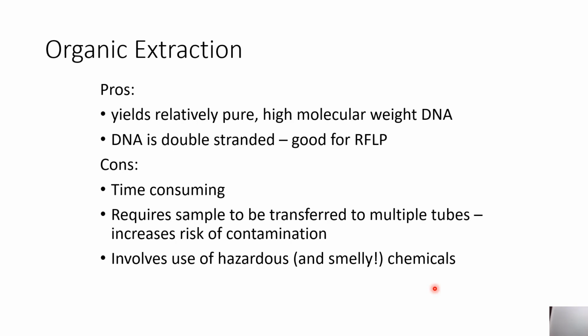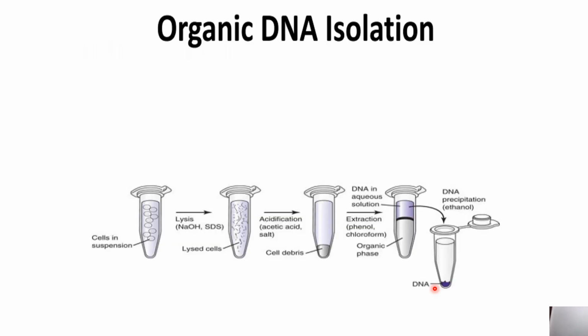Now, if we talk about organic extraction, what are the pros? It yields relatively pure, high molecular weight DNA. The DNA is double stranded, which is good for RFLP. Cons will be that it is time consuming, requires the sample to be transferred to multiple tubes, increases the risk of contamination, and it involves the use of hazardous and smelly chemicals.